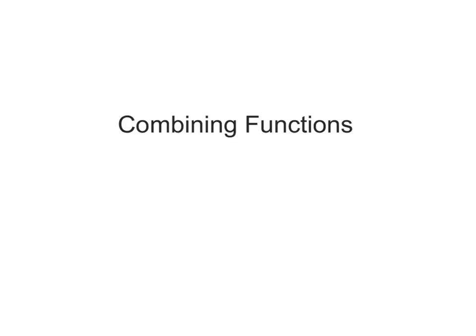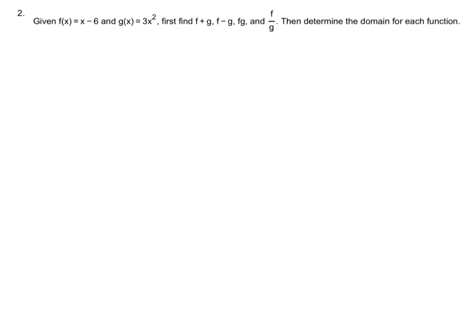Combining functions. Given f of x equals x minus 6 and g of x equals 3x squared, first find f plus g, f minus g, f times g, and f divided by g. Then determine the domain for each function. First, we're going to find f plus g.